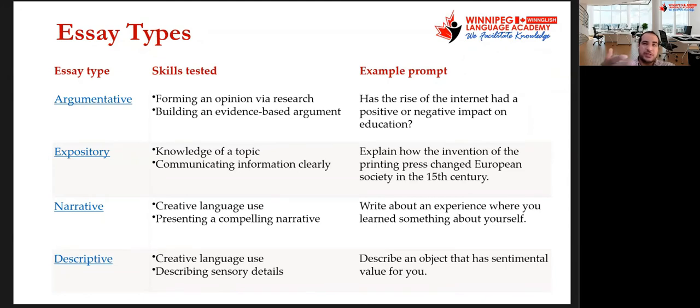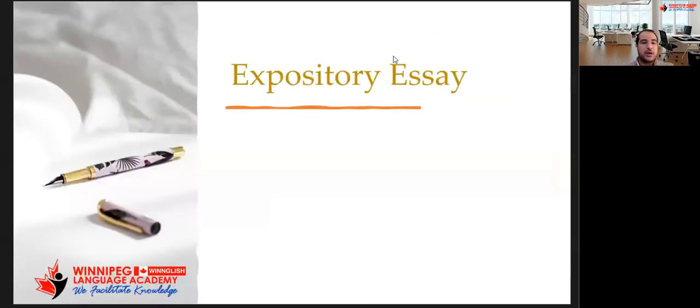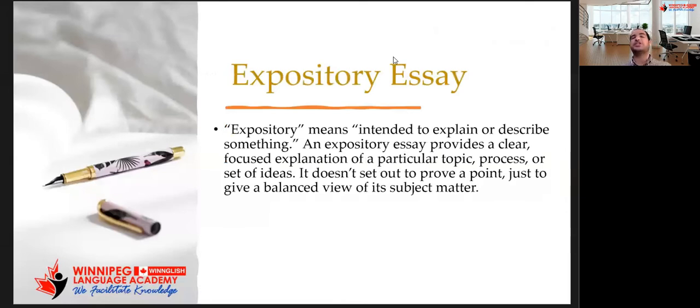Explain, this is a prompt, this is one of the questions, so you can ask them, explain how the invention of the printing press changed European society in the 15th century. So this can be a topic if you're looking at how the printing press changed European society. And this will be our topic that we'll be discussing today. Here, expository means exposing. You are testing them on how they can expose ideas or provide evidence or provide a clear focused explanation of a particular topic, okay, or a process.